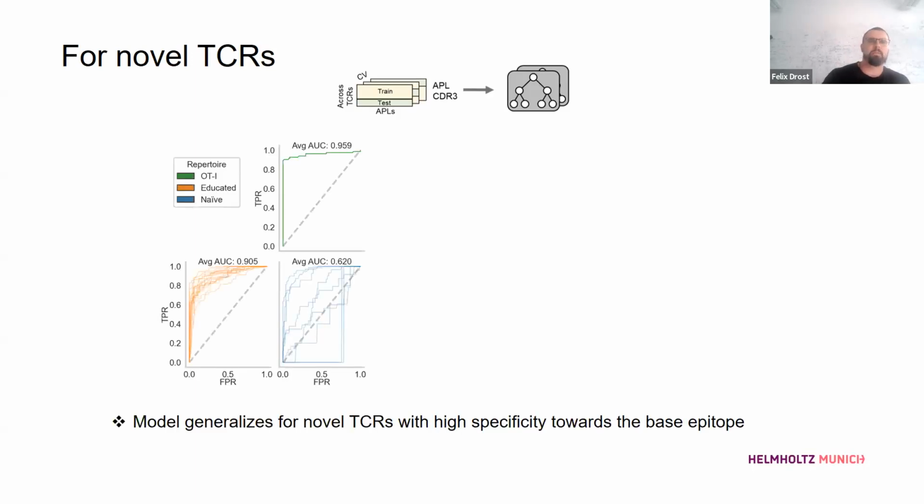And again, we were able to achieve quite good performance with an AUC greater than 90%, but mainly on OT1 and the educated repertoire. The performance for the naive repertoire was quite reduced, at an AUC of 0.6.